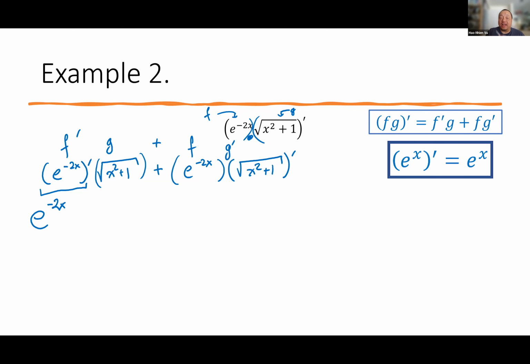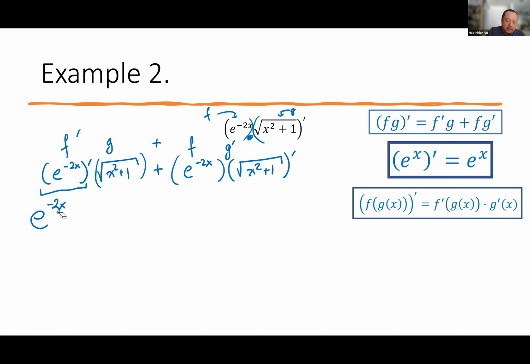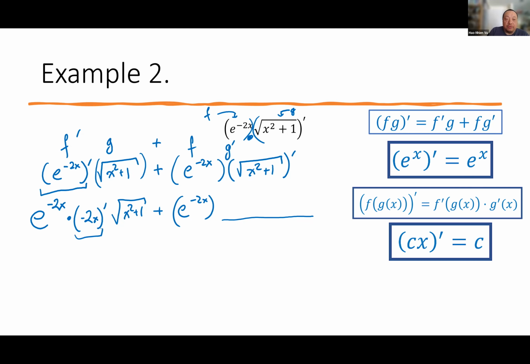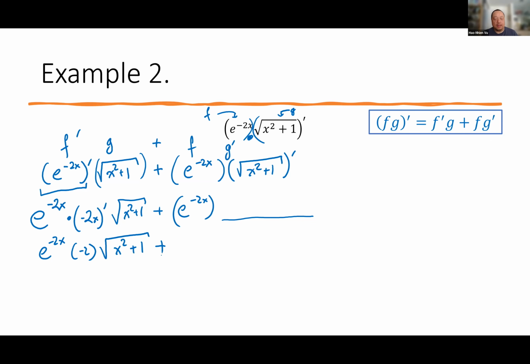Is there something inside my exponential? Yes, there's this thing that's inside my exponential. So the chain rule applies. I need to multiply by the derivative of the inside. All right, copy down everything else. E to negative 2x times this derivative. I'm going to leave this blank for now because I need to finish this derivative. What's the derivative of negative 2x? Negative 2. All right, so I'm done with that side.